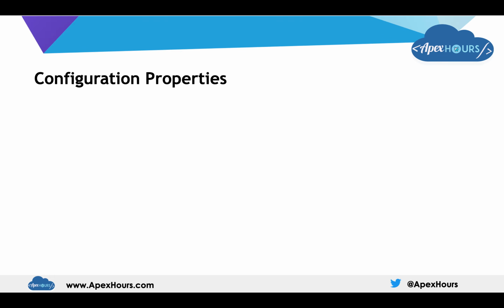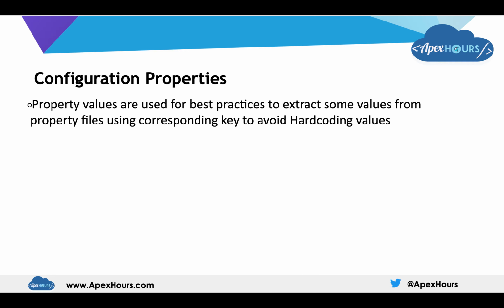Why do we need to configure the properties? Property values are used as a best practice to extract values from the property files using the corresponding key, to avoid hard coding values. This is very important. Instead of hard coding those values, because those values can change at any point of time, right? In that case, you can't go and search for where the value is placed in the code. Instead, we can use property file values to extract these values.